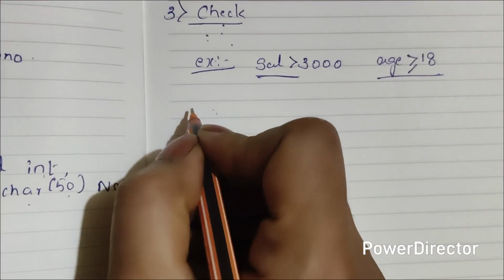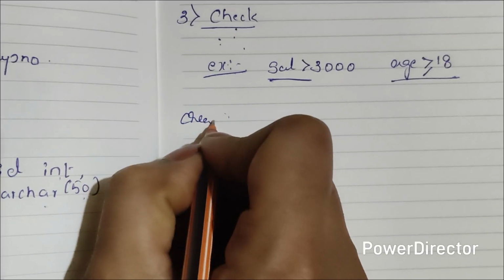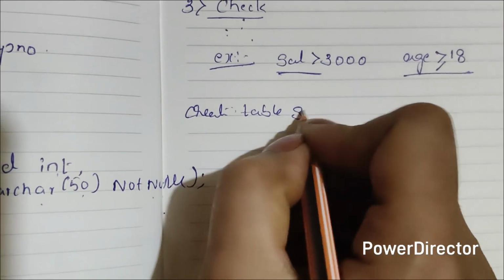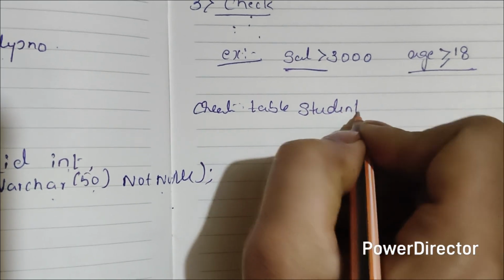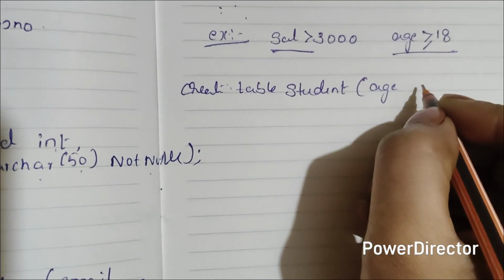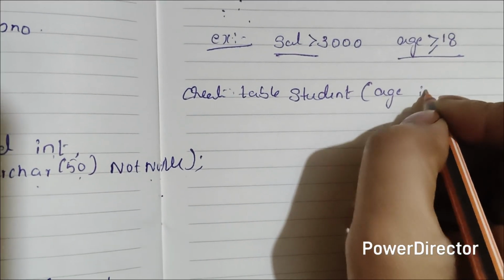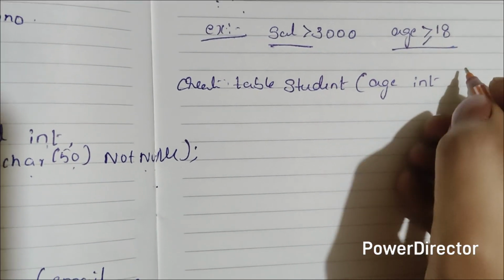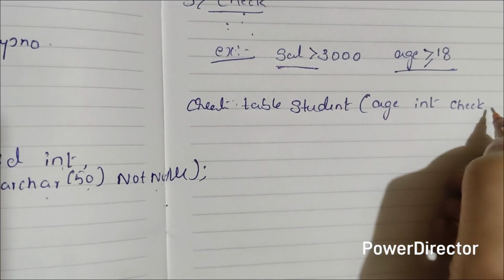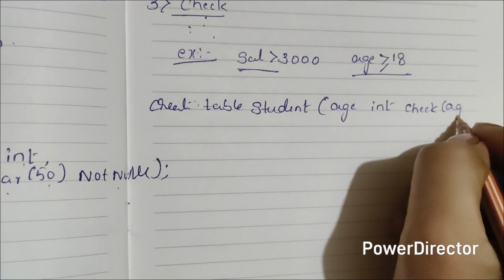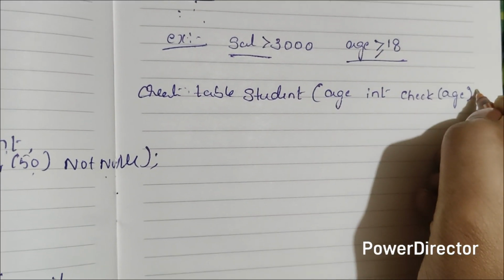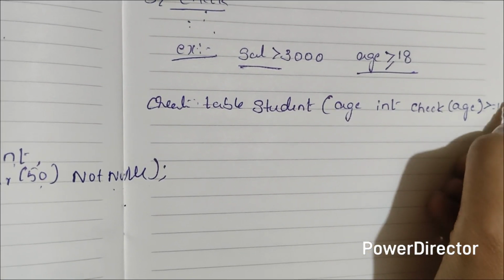So for example, I will write the statement like this: create table student. Take age as an attribute. Age is an integer data type. Okay. Check. What am I checking? I am checking the attribute age. So what is the condition I am giving? Check age is greater than or equal to 18.